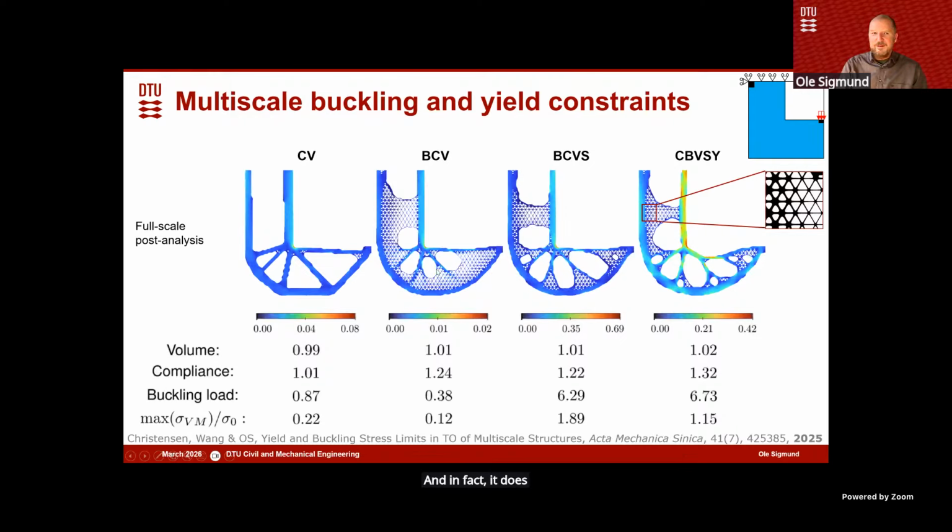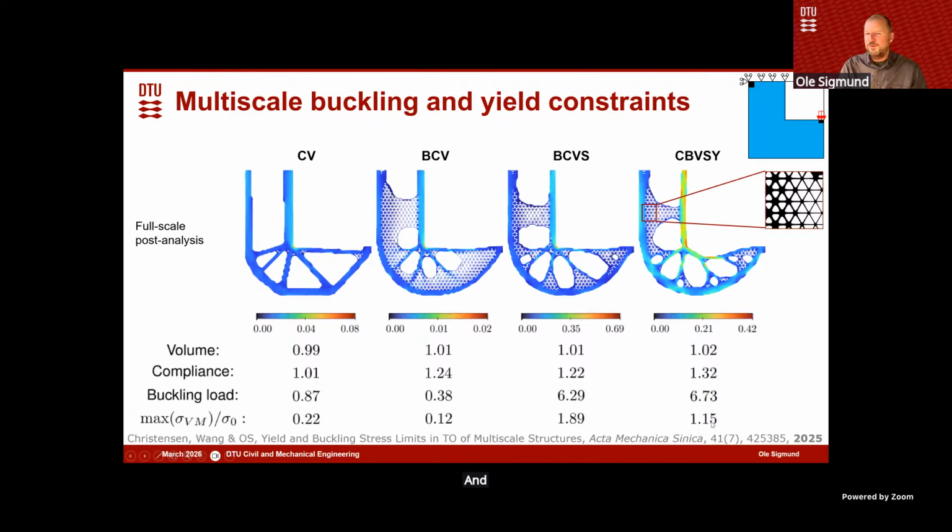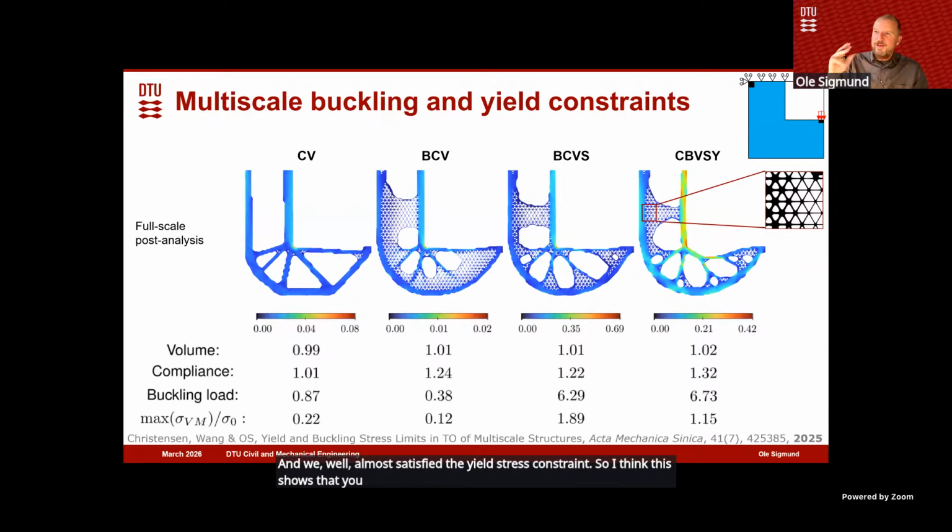So all these four structures have the same volume fraction, but the last one actually has a factor of 7 higher buckling value, both locally and globally, compared to the compliance-based design. And we almost satisfy the yield stress constraint. So I think this shows that you can really do advanced things with multiscale topology optimization and with the knowledge of both density approaches and multiscale and microstructures and all this stuff.